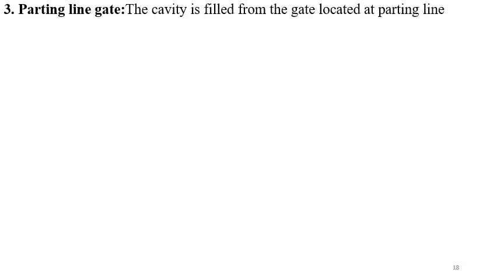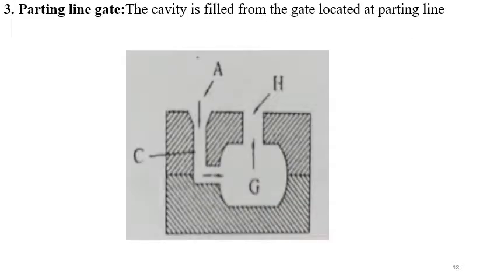Third, the parting line gate. The cavity is filled from the gate located at the parting line center. Parting line means the joining of these two boxes, cope and drag. This line indicates the parting line. The joining point is called the center line of the mold box. You can see the sprue cup, sprue, runner, and entry to the cavity. So at exactly the center of the mold, the liquid metal enters the cavity.